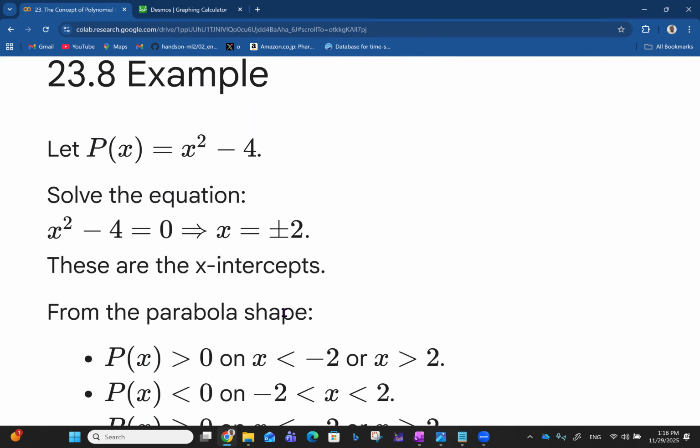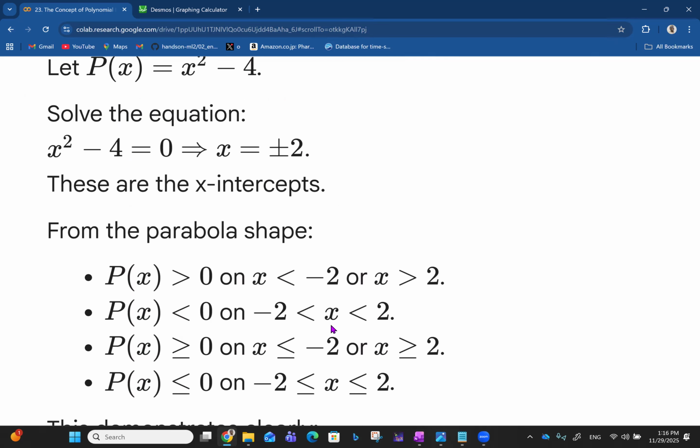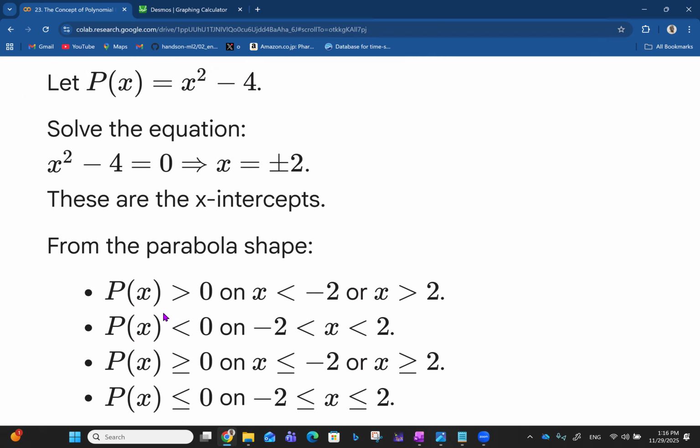So from the parabola shape now, we can say P of x greater than or equal to 0 on x less than minus 2 or x greater than 2. If this is greater than or equal to 0, we're saying the whole thing is greater than or equal to 0. So P of x greater than 0 happens on x less than minus 2 or x greater than 2.